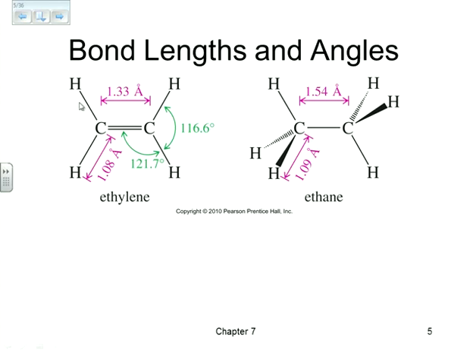Okay, the only thing that's important for this slide right here is look at the length of a single bond, 1.54 angstroms. Angstrom is just a unit of length, okay, kind of like an inch or a centimeter. And then over here, 1.33 angstroms. So which one's shorter? The double bond. Double bonds are always shorter than single bonds.